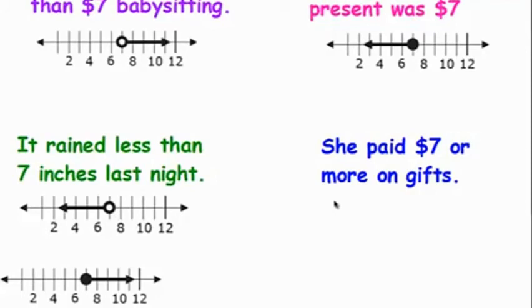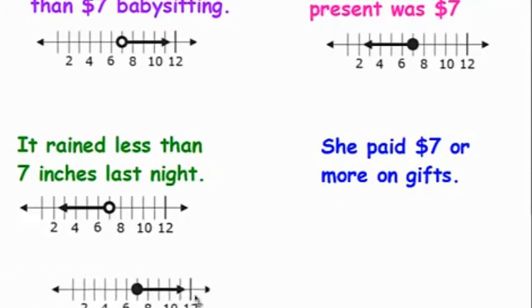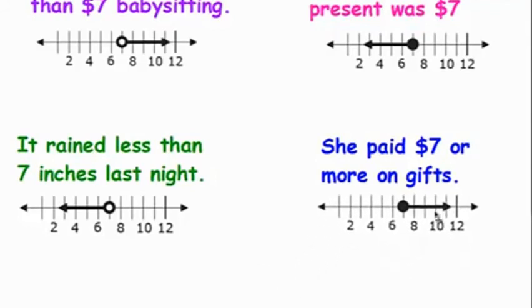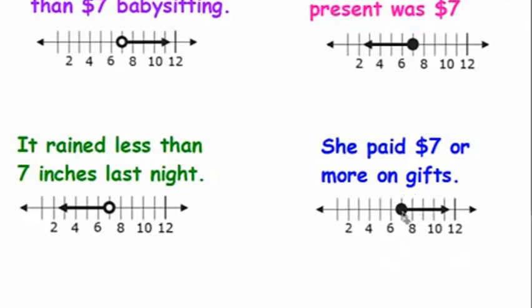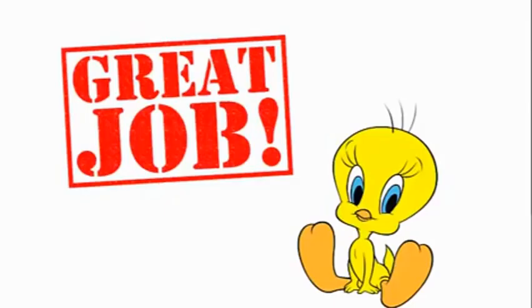And the last one, she paid $7 or more on gifts. This would be the correct graph. It starts at 7 and it's filled in because she could have spent $7 or more for gifts. You did a great job.